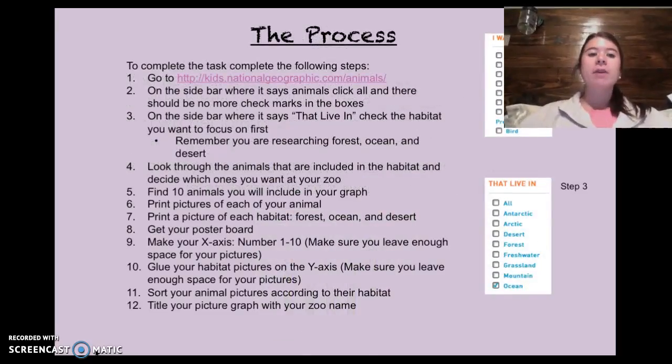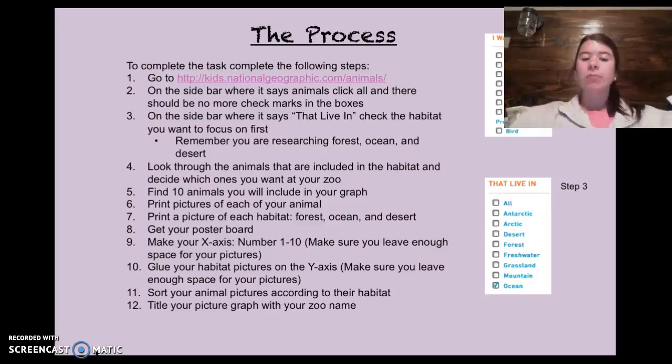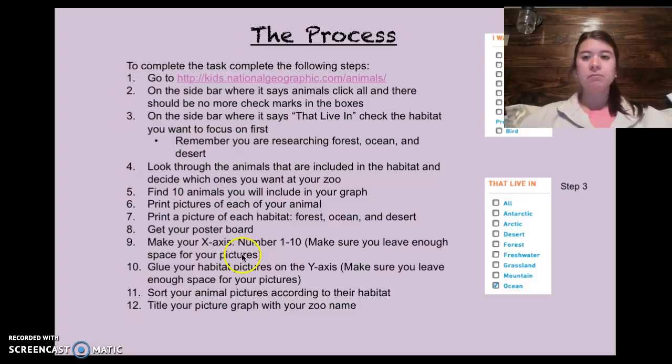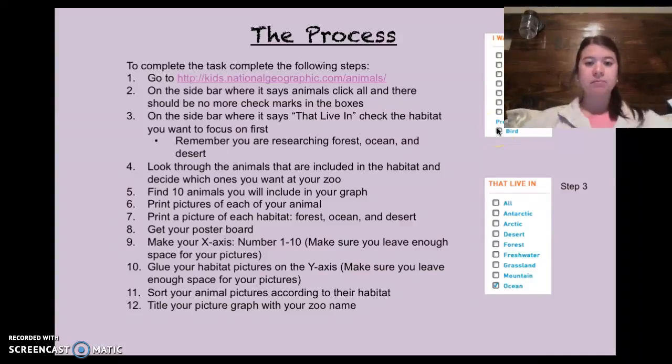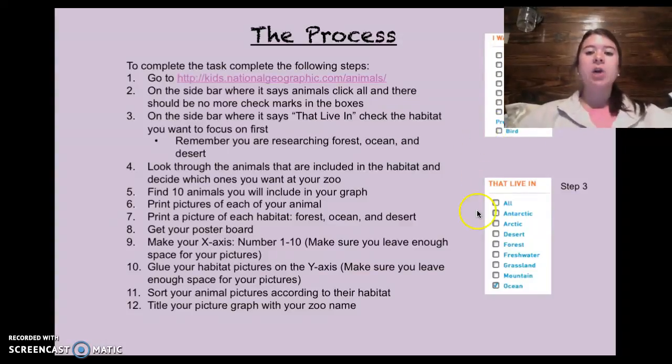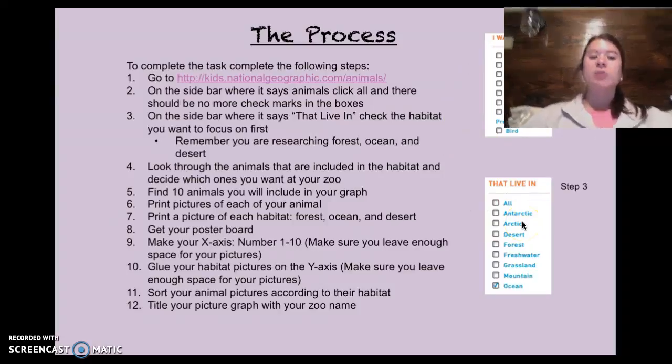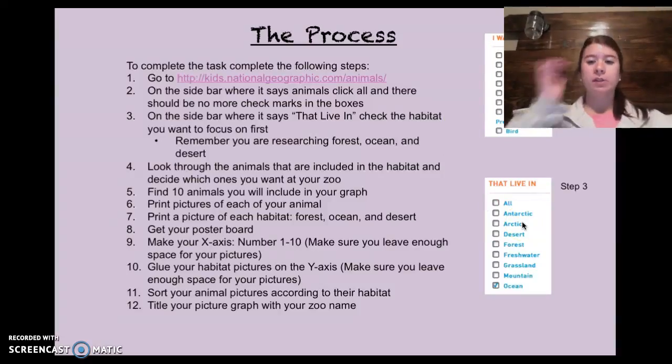Okay, so I gave them a specific website to go to. It's National Geographic. On the sidebar, they have "I want to see" and "that live in." I tell them to make sure that none of the "I want to see" has any check marks on it for animals. Then they go to "that live in," and they need to decide which one they are going to focus on first.